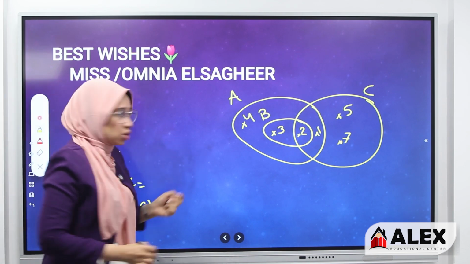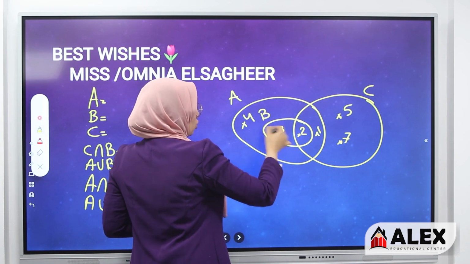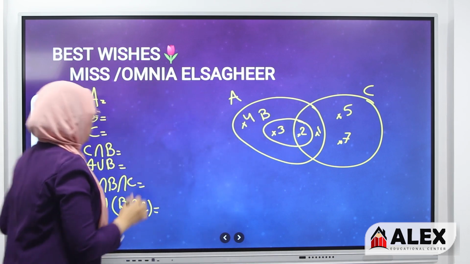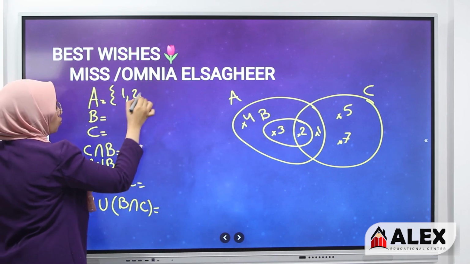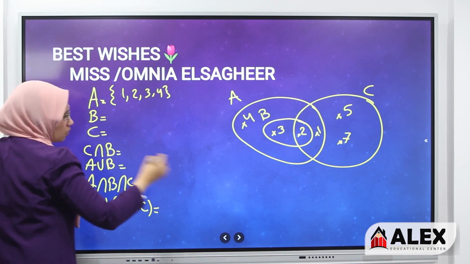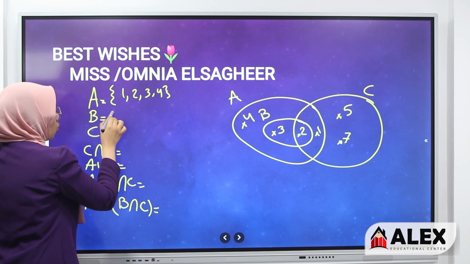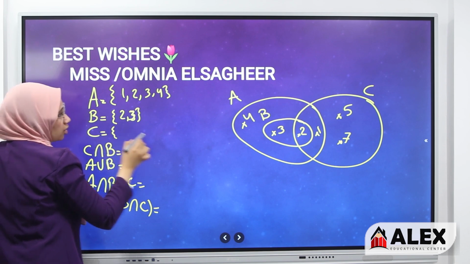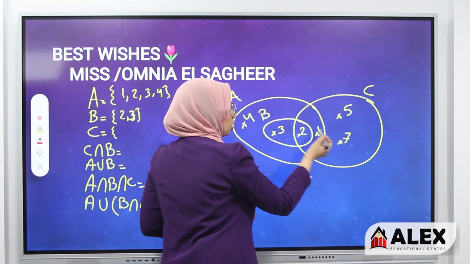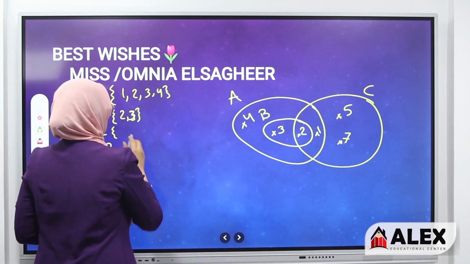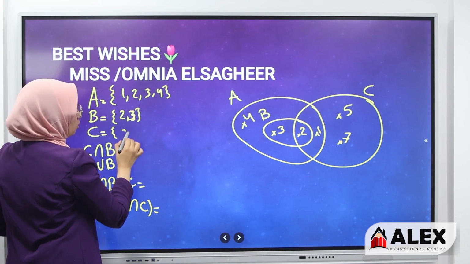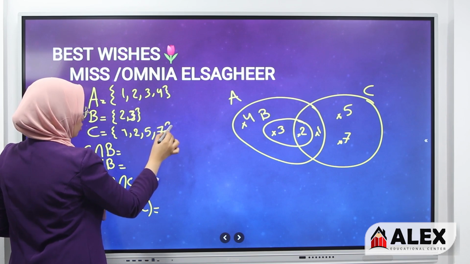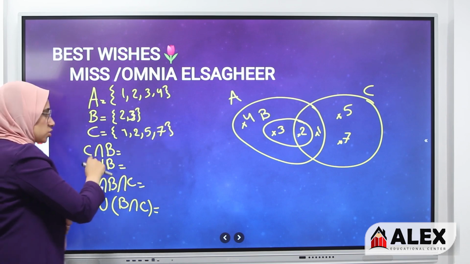The set of A is all elements of A, all elements of the circle of A, which are 1, 2, 3, and 4. The set of B equals what? All of the circle of B: 2 and 3. C is all elements of the circle: 1, 2, 5, and 7. Then the elements of C are 1, 2, 5, and 7.